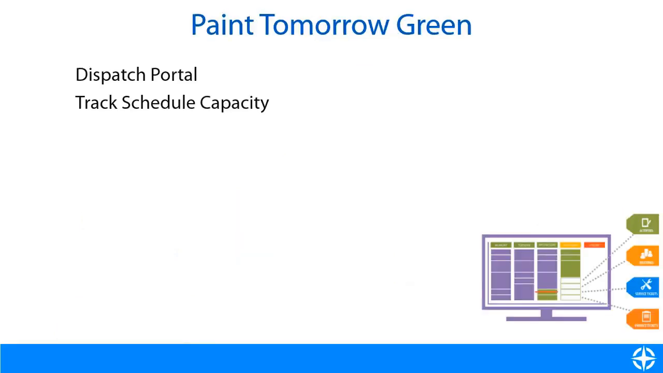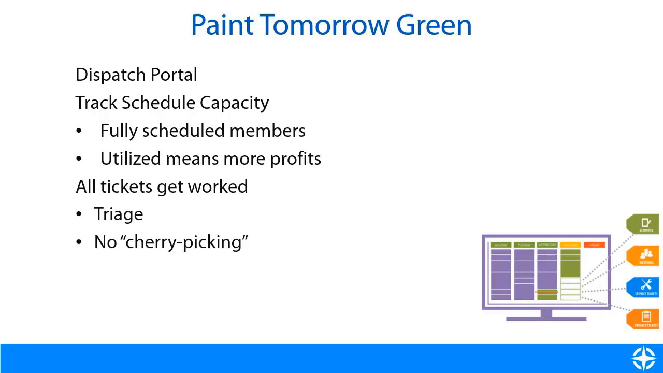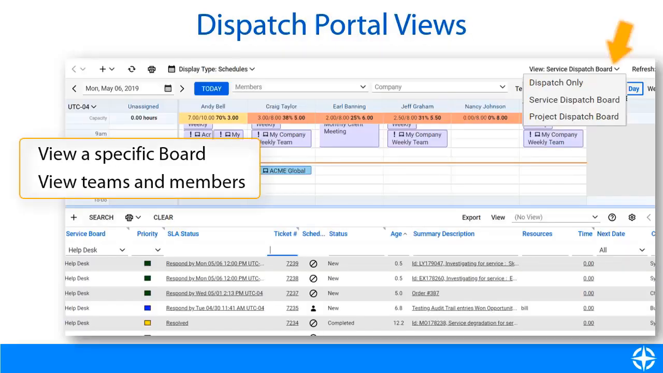Remember, Paint Tomorrow Green is all about scheduling to capacity to ensure members are fully utilized. The more tickets you assign, the better your chances are of getting billable time into the system. More utilization can mean more profits for you. Also, by having a triage process in place, we can prevent tickets from getting missed or delayed. It also reduces the issue of cherry picking where techs pick the easy, quick tickets instead of the important or urgent ones. In the Dispatch portal, change the views to a service or project dispatch board.